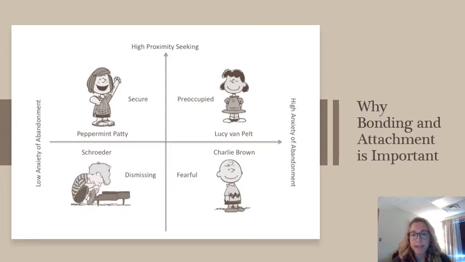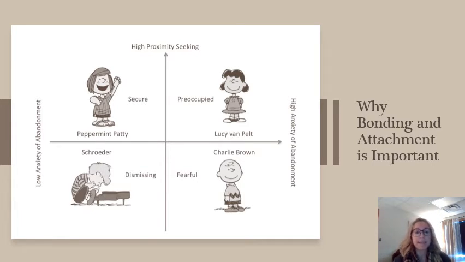Why bonding and attachment is so important. I thought this was the best example of understanding different personalities. I'm sure everyone is familiar with Charlie Brown, as it is one of my favorite cartoons, and I always feel they have the best meanings. As you can see, we have 4 different characters. We have Peppermint Patty, Lucy Van Pelt, who has always been my favorite one, Schroeder, I'm not sure if I'm pronouncing that right, and Charlie Brown.